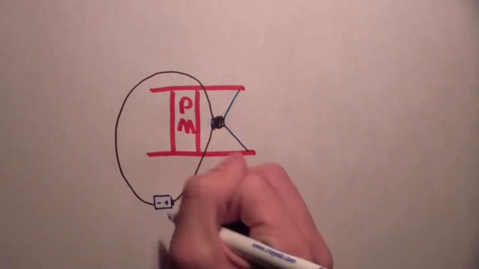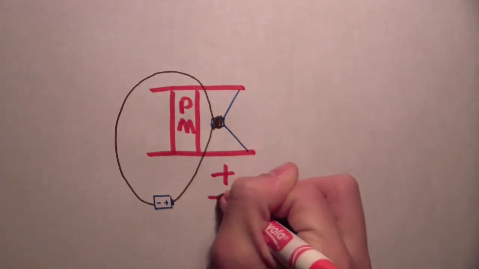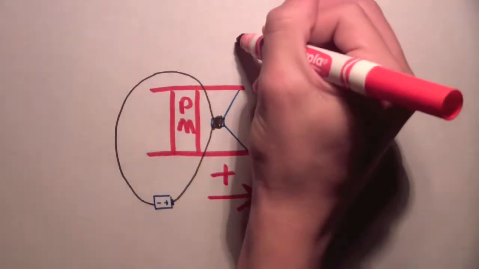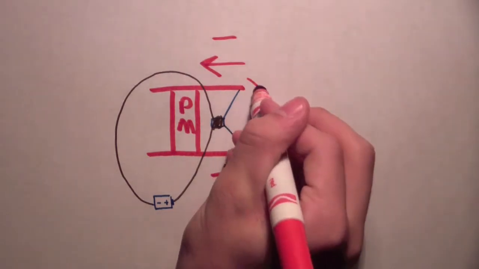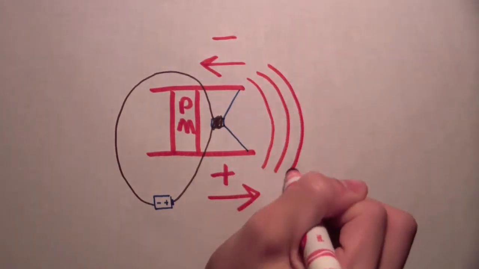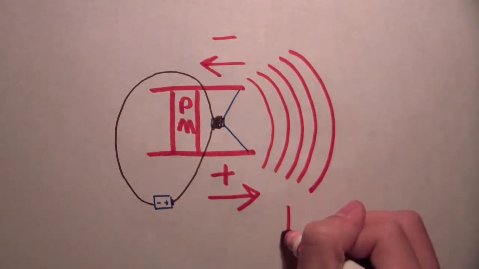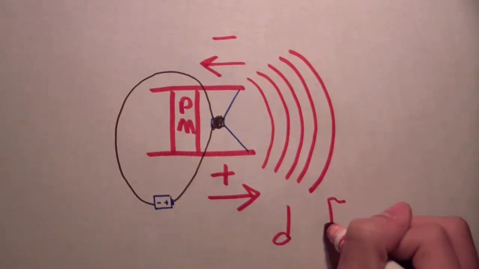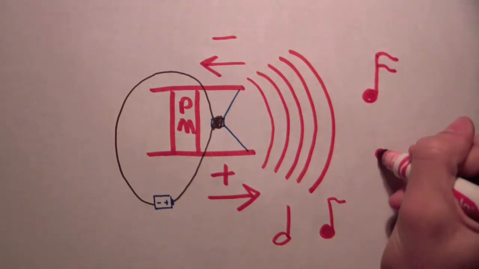Now, when you send alternating current through the wire, the electromagnet either wants to repel or attract the permanent magnet. Let's just say that when a positive current is sent through the wire, it repels, and a negative current, it attracts. When the electromagnet attracts or repels, it also pushes and pulls on the cone, which creates sound.